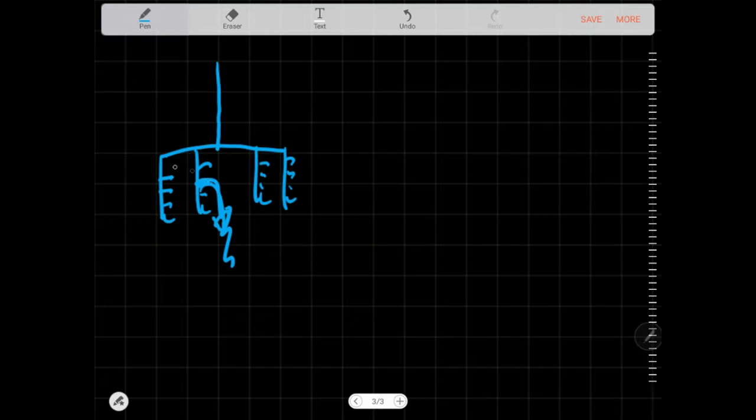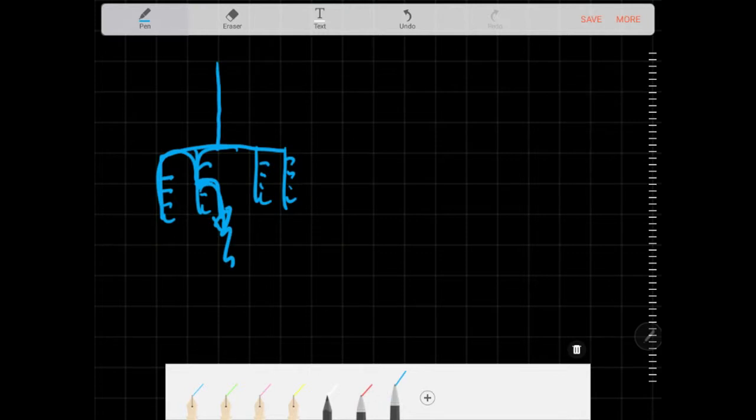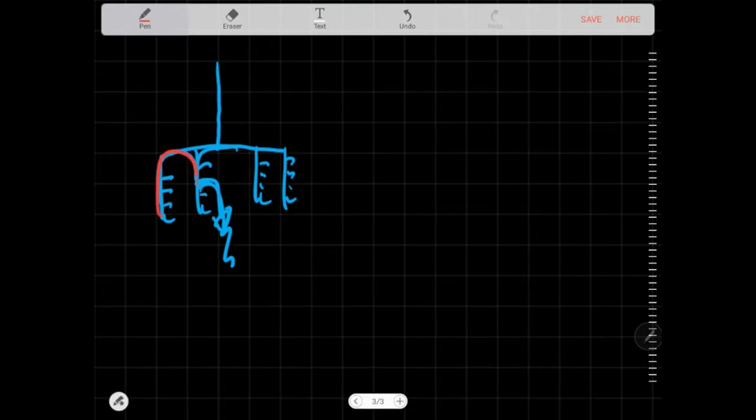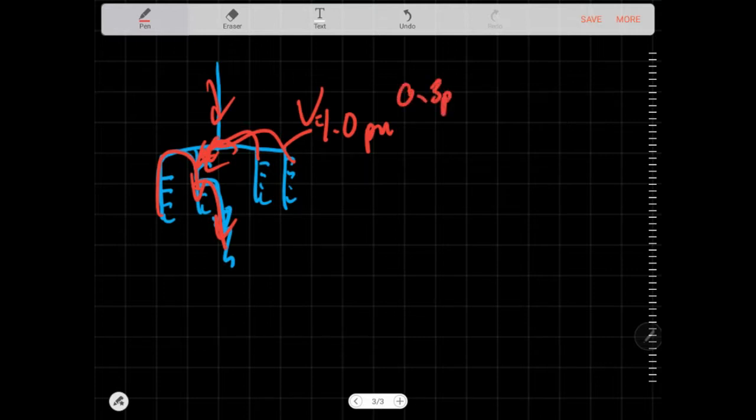And this will suck up all the current. Let me use another ink. This is going to suck up all the current from the other places. And this voltage here is supposed to be 1.0 per unit. Voltage is supposed to be 1.0, but because of this fault, this will drop to maybe 0.3 per unit.